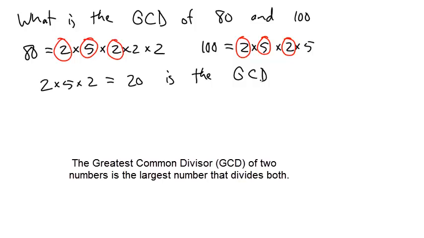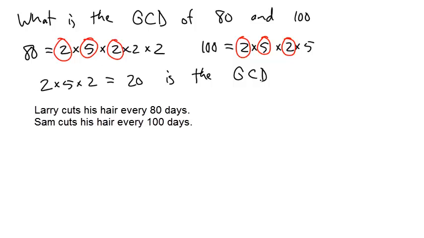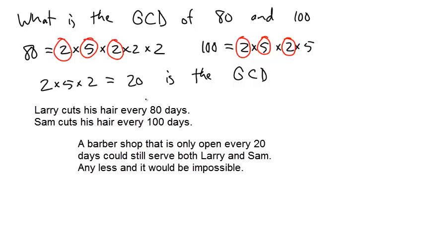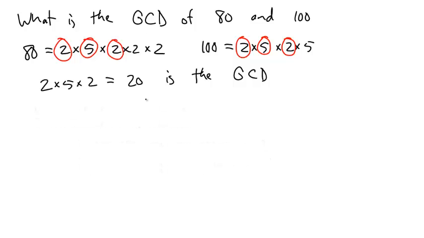What does this say? This says 20 is the largest number that evenly divides 80 and 100. This means that if Larry cuts his hair every 80 days and Sam cuts his hair every 100 days, then if there was a barber shop that was open only every 20 days, it would be able to take care of both Larry and Sam, because that would be the least amount of time the barbershop could ever be open, but still be there for both of these guys. Not necessarily the greatest of examples, but so be it.